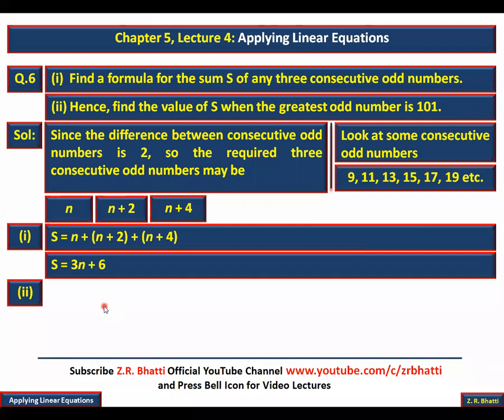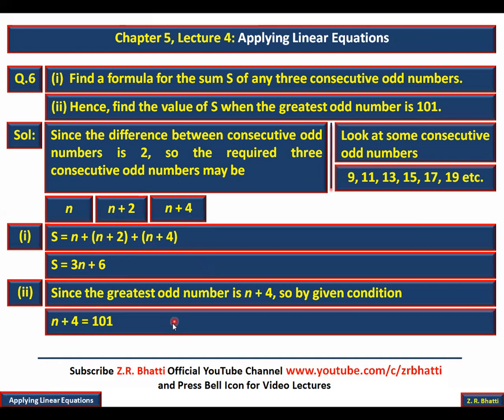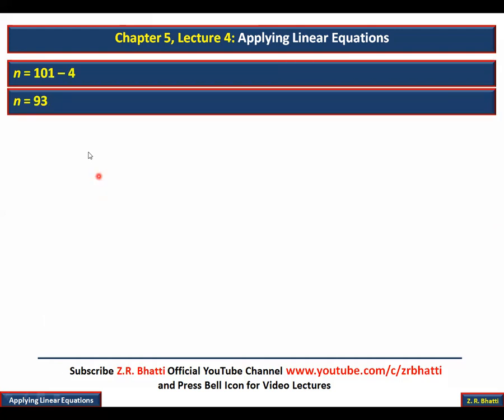Okay, once again turning to the next part, I was asking you which one is the greatest odd number among these three numbers, and you told me n+4. And in the second part of the question, it is given to us that 101 is the greatest odd number among these numbers. So therefore, n+4 should be equal to 101. Now from here we can find the value of n, which is 101 minus 4.